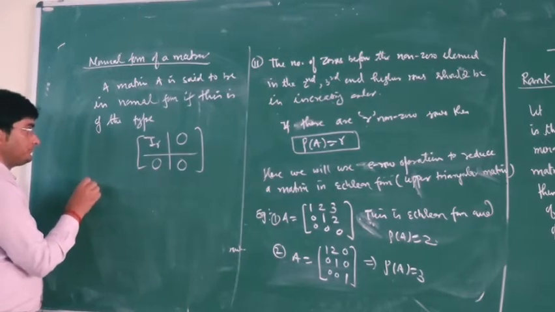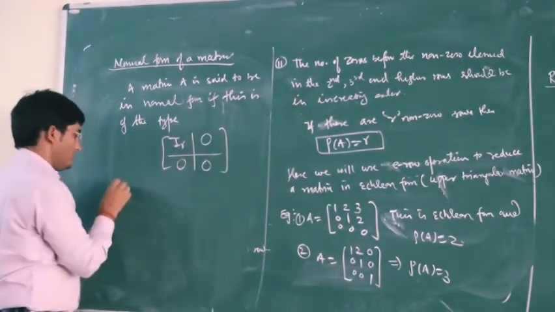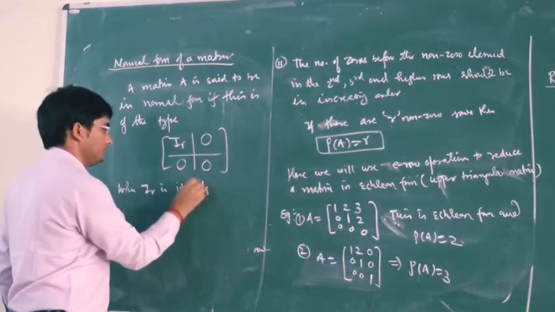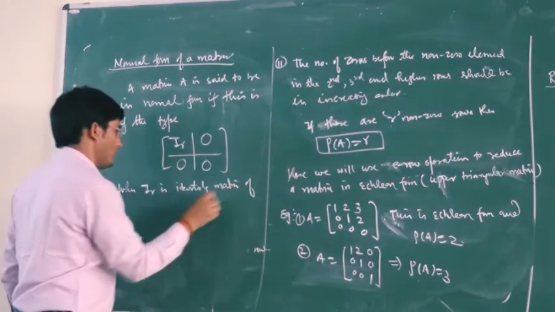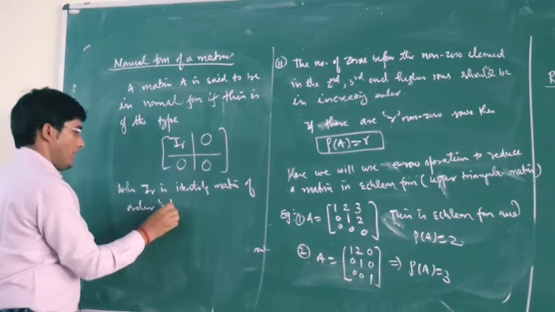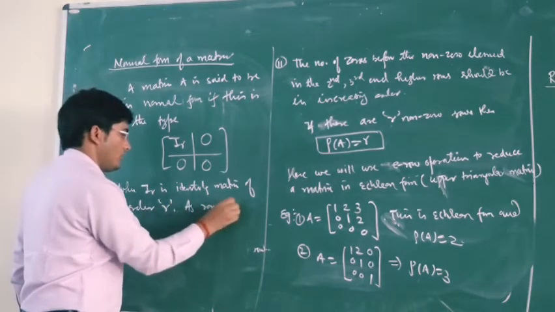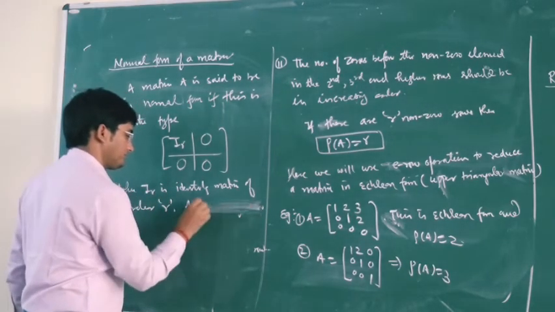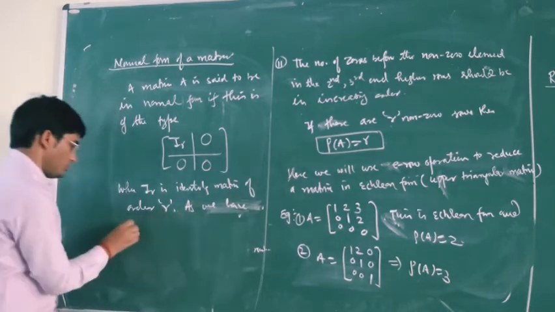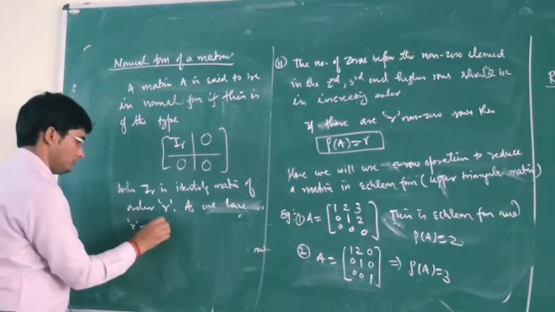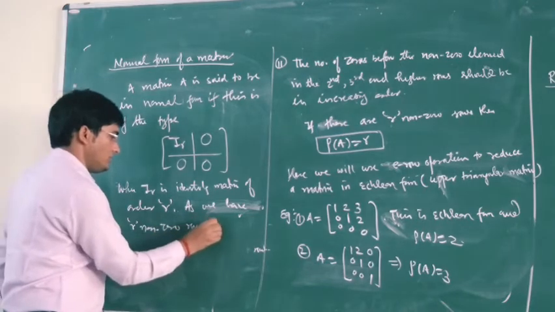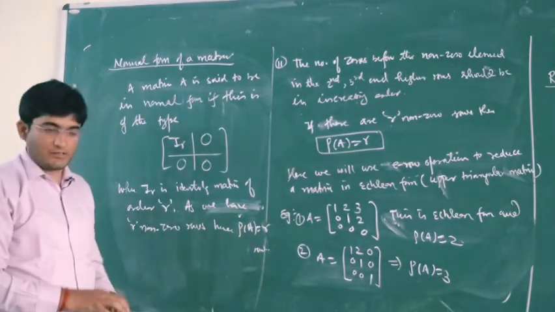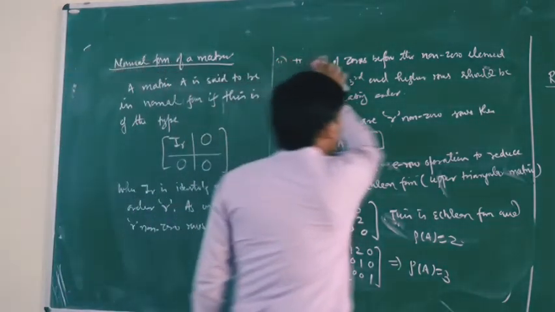So here, where I_R is the identity matrix of order R. Now as we have R non-zero rows, hence the rank of A is equal to R. So the rank of the matrix will be R.